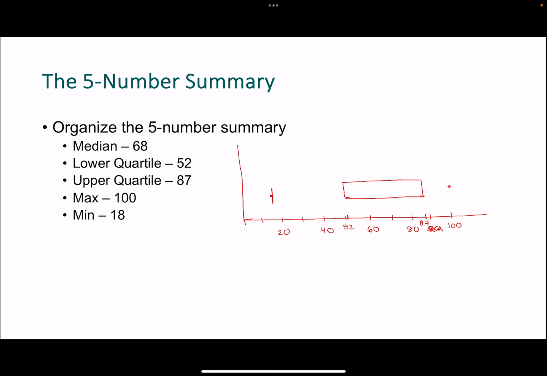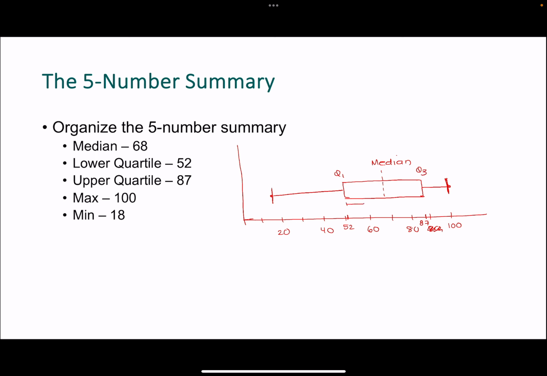So my other whisker is here. So I just take it into the middle. And now what I need is my median. So my median is 68, so it's going to be somewhere here. So I have my median, my Q1, my Q3.